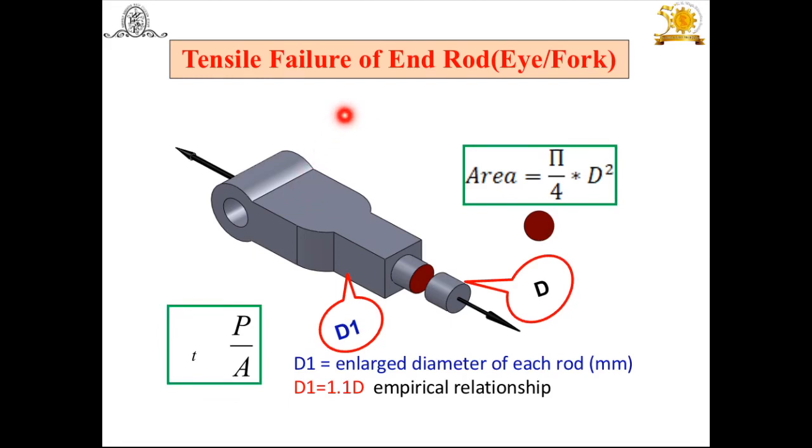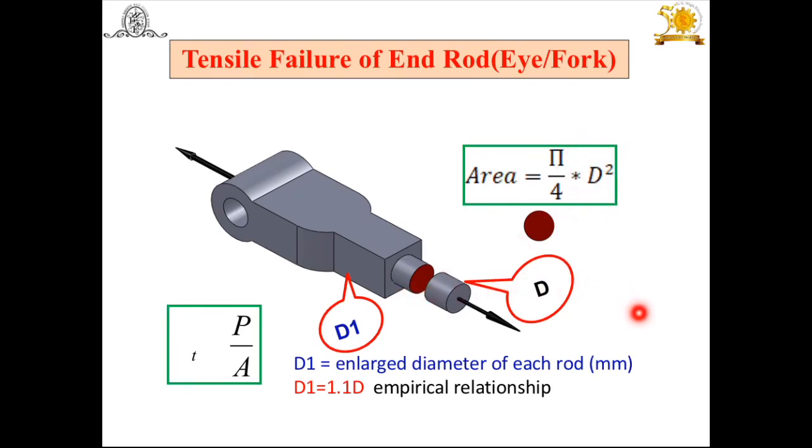Tensile stresses are going to be induced, that is sigma t is equal to P by area. But what is the area? Again this end rod has a circular cross section. So when we consider this cross section, you will get area pi by 4 into D square. So what is the tensile stress? Sigma t is equal to P upon pi by 4 into D square. By using this sigma t permissible for the material which is used for the eye end rod, you can easily find out the capital D, that is the end rod diameter.